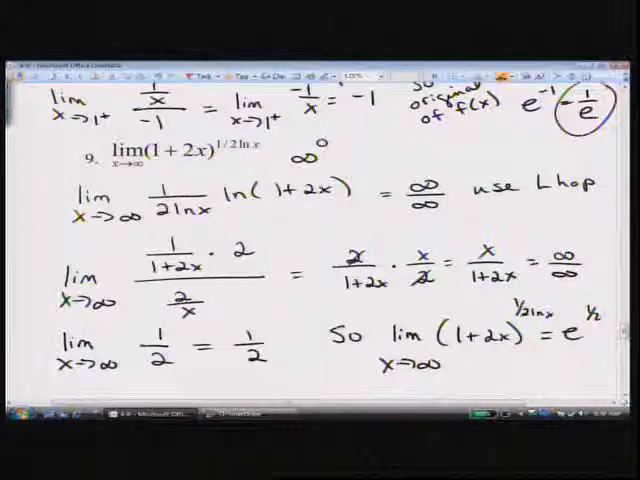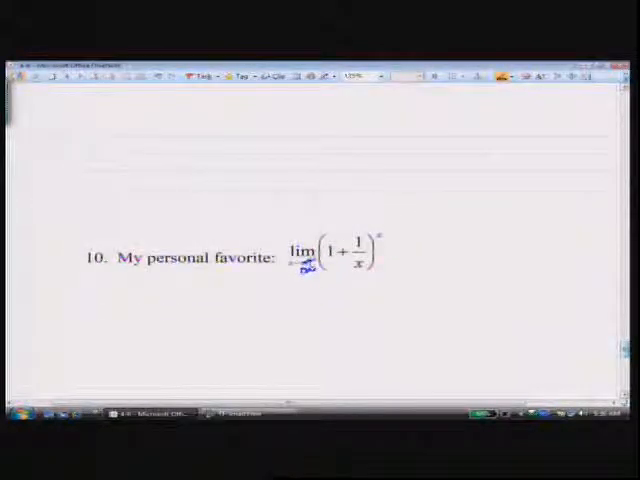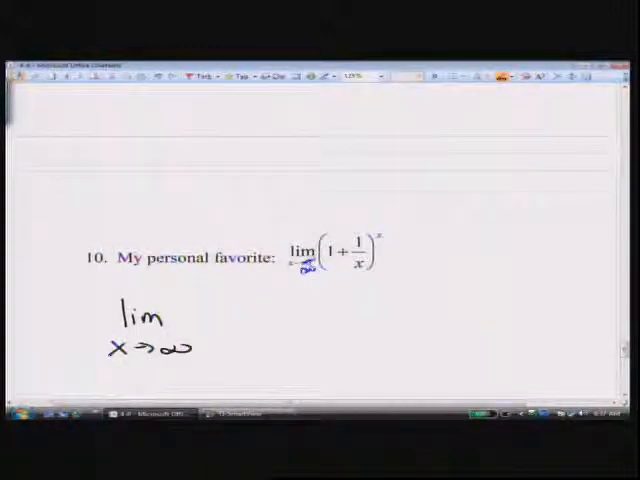Okay. This is kind of a short lesson, because we're just doing the last problem now, which is my personal favorite. I like it so much that I typed it wrong. But if you printed it out, it should be x to the infinity. So let me just rewrite it, because I can't believe I did that.